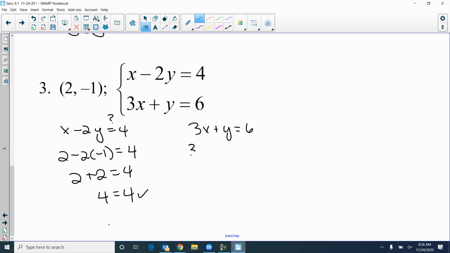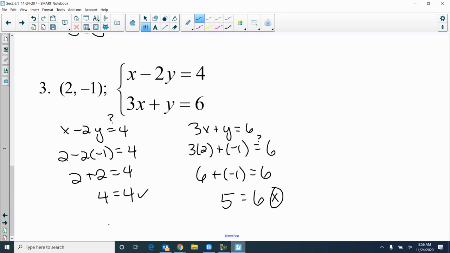3 times 2 plus negative 1. That gives me 6 plus negative 1. All right, now here's kind of the key point. What's 6 plus negative 1 equal? 5, right?